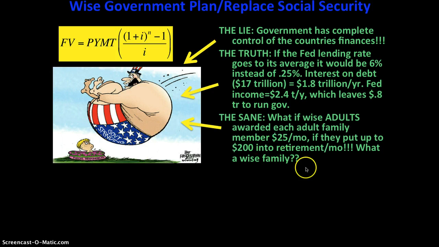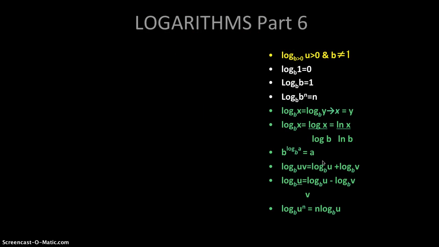What if a wise adult, again, awards their family member $25 a month if they'll put $200 into a retirement account per month? What a wise family that would be. There's not a lot of wisdom in what's being done right now.